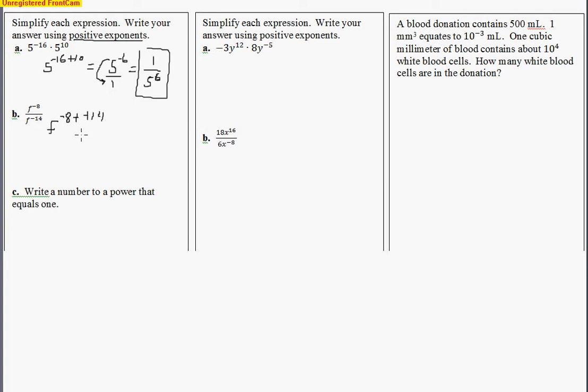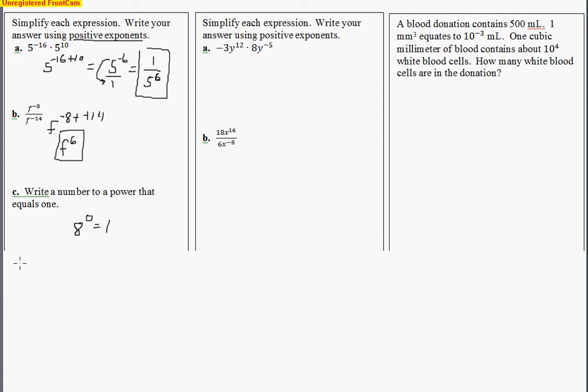So again, I'll add the opposite there. I'm left with f to the 6th power. It's already a positive exponent, so no need to change anything. Here it says we're supposed to write a number to a power that equals 1. Well, that's just the 0 power. It doesn't matter what number you pick. 8 to the 0 power is just 1.